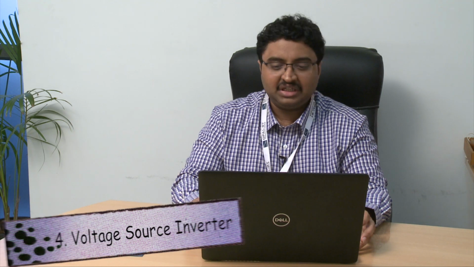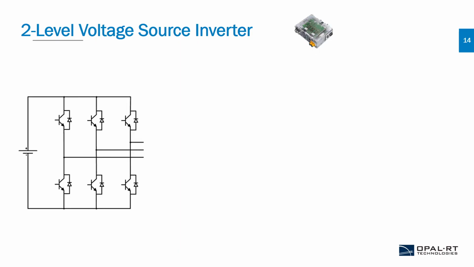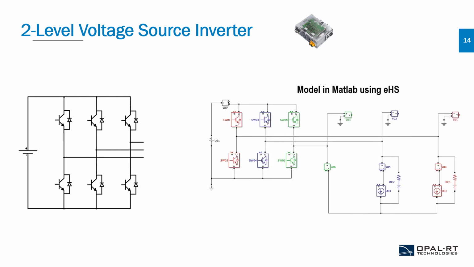The fourth important component is the voltage source inverter. The voltage source inverter is the heart of the system, and it controls the amount of torque that needs to go to the mechanical subsystem for the proper traction of the vehicle. Voltage source converter was modeled in MATLAB using EHS, electric hardware solver of OPAL. So the EHS enables the real-time simulation of power converters effectively on the FPGA system.